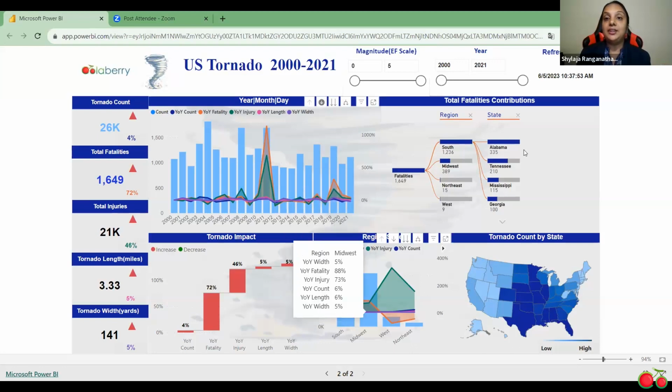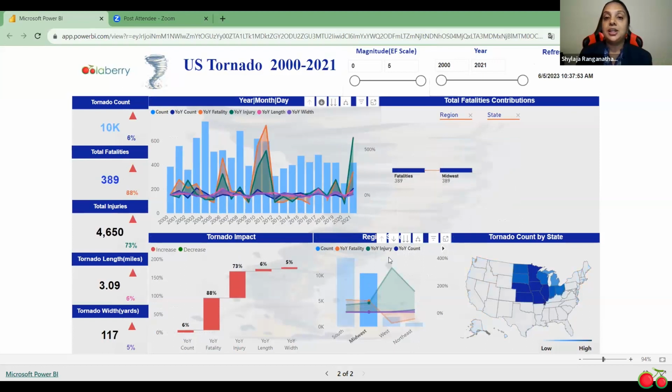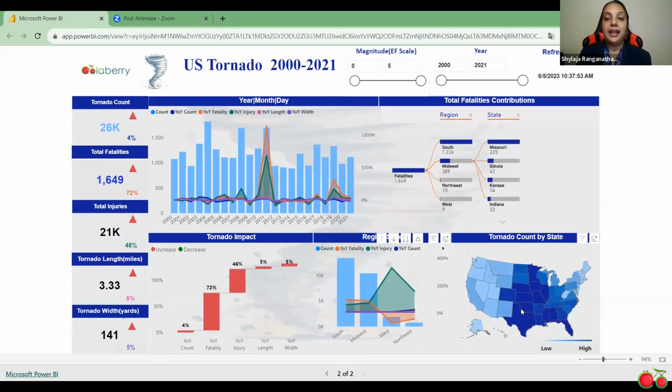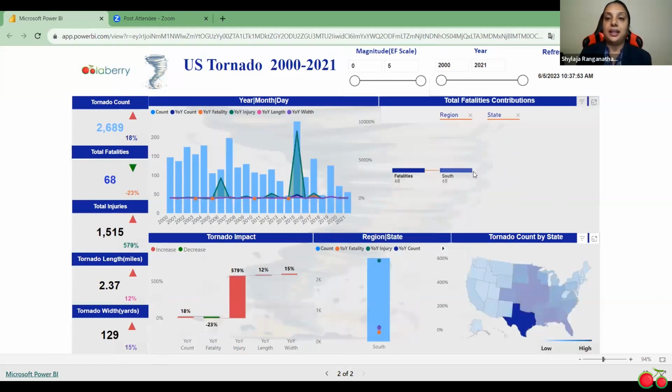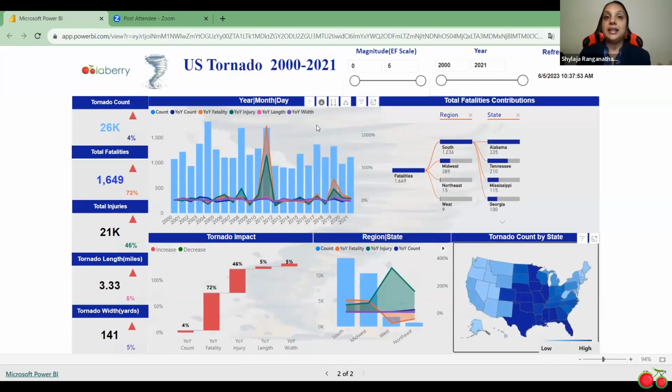Here I have given a drill through with these two visualizations. So whenever I click on the Midwest, you can see the fatalities corresponding to the Midwest, and you can see how they all are changing here. And then I have my tornado count by state map, where I can click on the location, then I can get my KPIs and sub KPIs for these locations. For Texas, you can see there are 68 fatalities till now, and there were 2,689 tornadoes happening between 2000 and 2021. Now let's talk about the positive insight and negative insight here, and then we will go back to the slide.